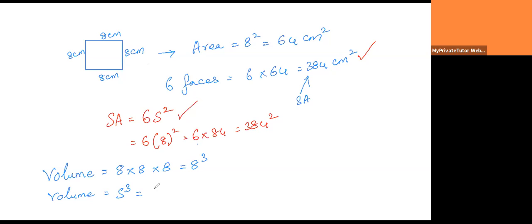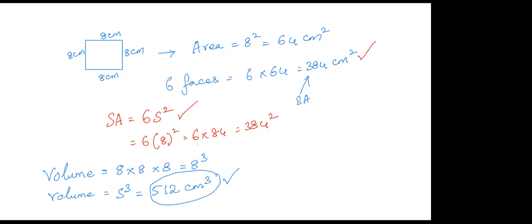Okay, so we'll get 512. Since it is centimeter, we are writing it as a cube: cubic centimeters, or centimeter cube. I hope you guys are able to follow me and understand the cube. So yes, that's it for the cube.